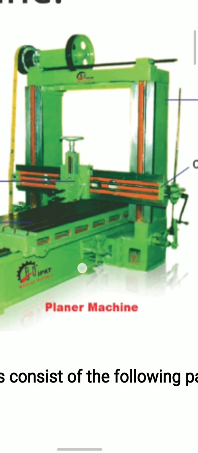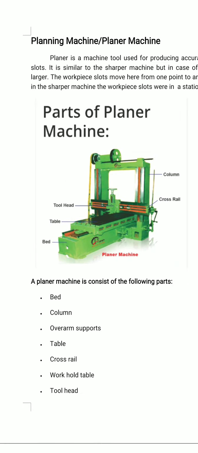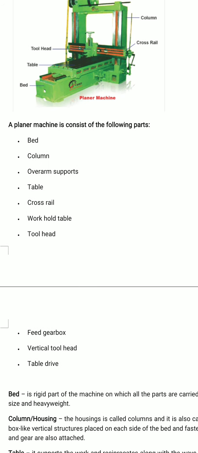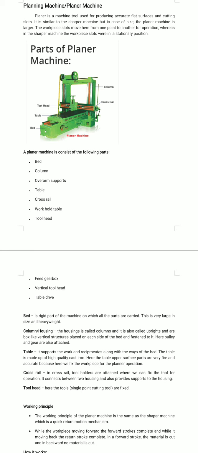This is very large in size. It is a box-like cast iron casting with cross ribs. It is very heavy in weight. The bed supports the column and all the moving parts of the machine.